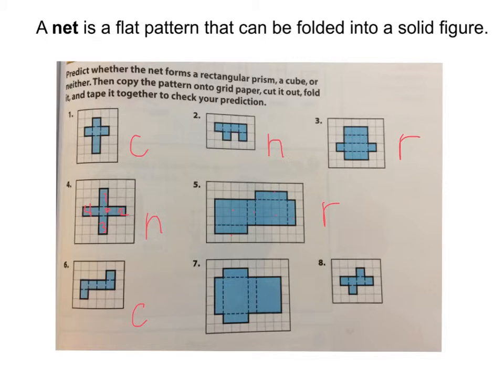What about number 7? Would it be a rectangular prism, a cube, or neither? Arjun? A rectangular prism. Very good. What about number 8? Would it be a cube, a rectangular prism, or neither? Vienna? Cube. It would be a cube.